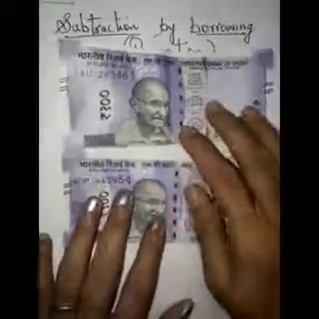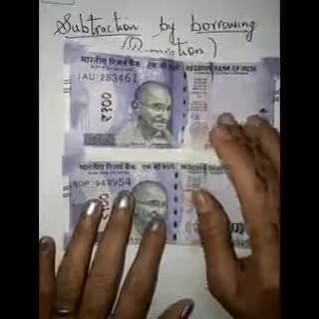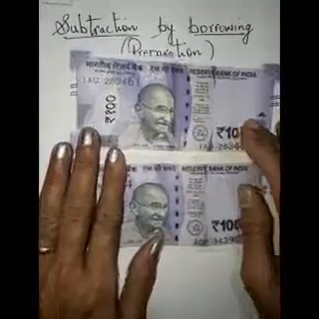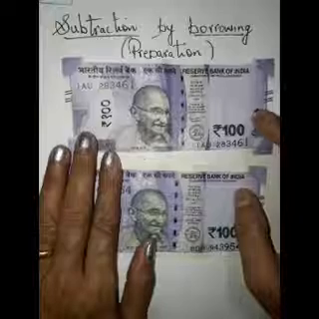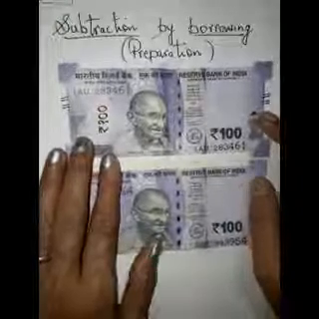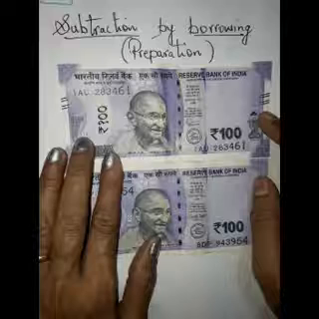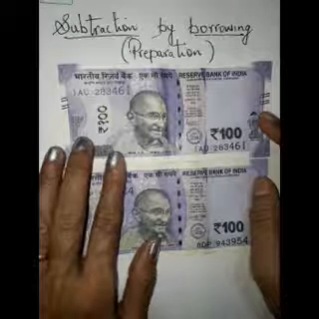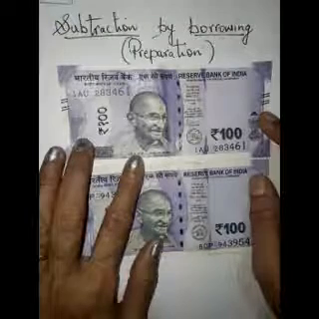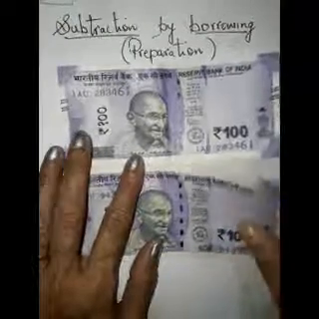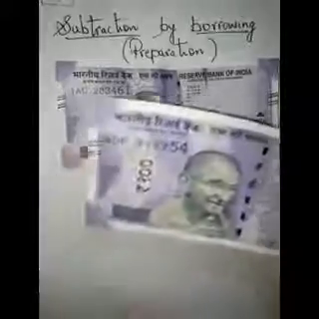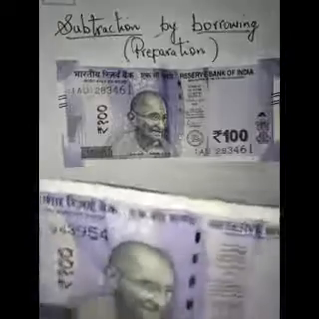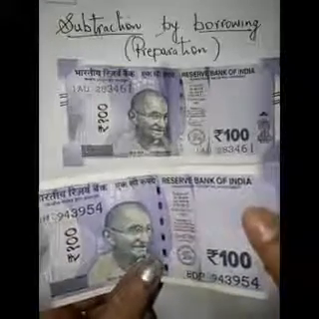Now here I have 2 notes of 100 rupees. And from this I have to give Nandu 70 rupees. Now how will I do that? I will take this 100 rupees note and I will exchange. I will get change for this 100 rupees note.